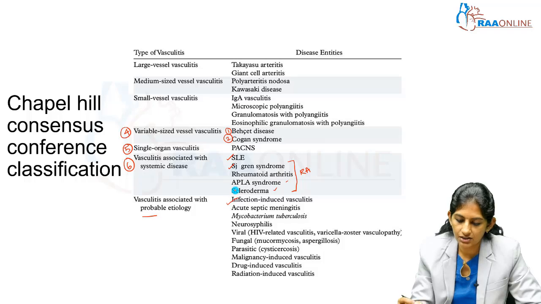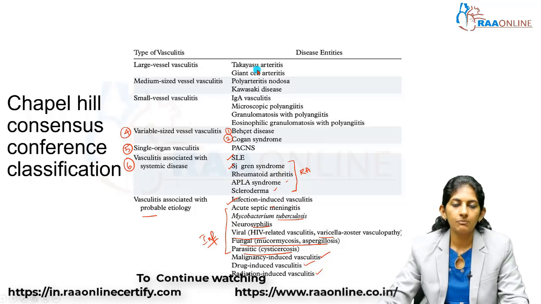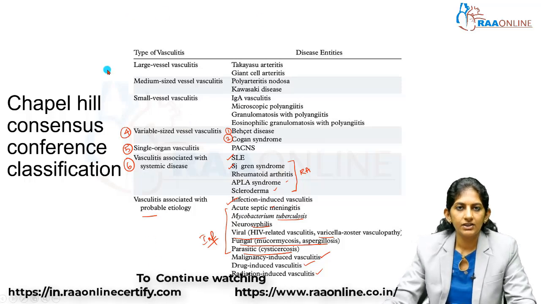It can be infection associated like meningitis, TB, syphilis, viral, think about HIV, varicella, fungal vasculitis seen in mucormycosis and aspergillosis, parasitic cysticercosis. Mostly these are infectious vasculitis, malignancy or drug or radiation induced vasculitis. So, this is an elaborative classification given by the Chapel Hill Consensus Conference.